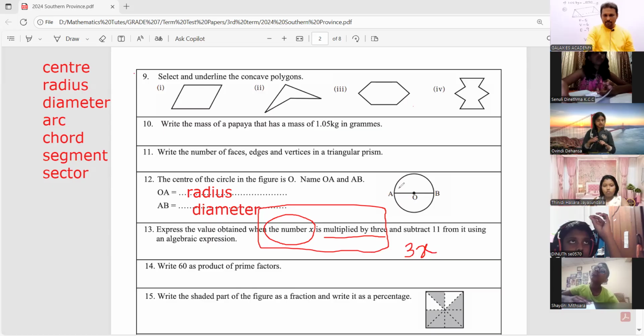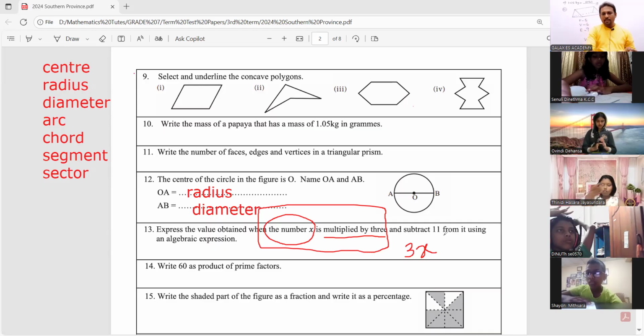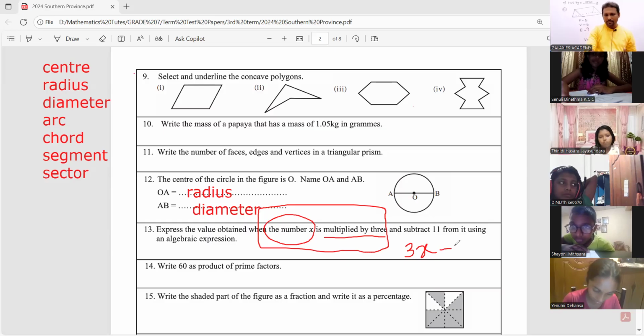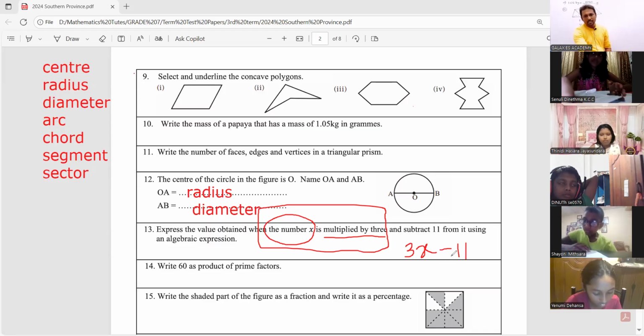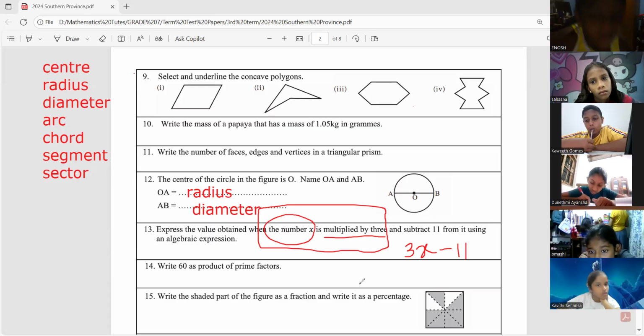3x. Okay, 3x. And subtract 11 from it. Subtract 11 from this. So what is the algebraic expression? 3x minus 11. Right? 3x minus 11. It is the 13th question answer.